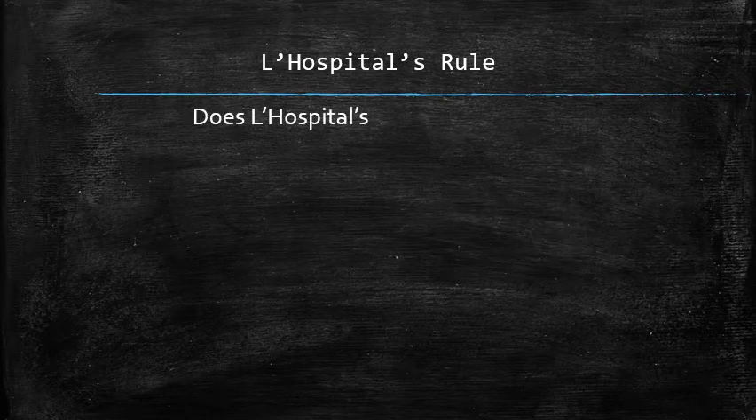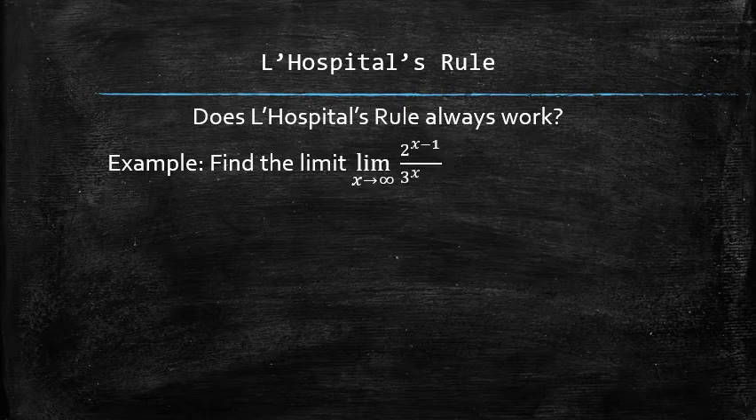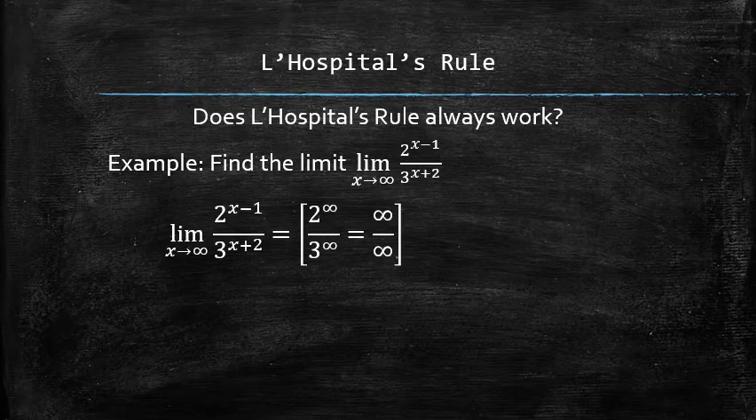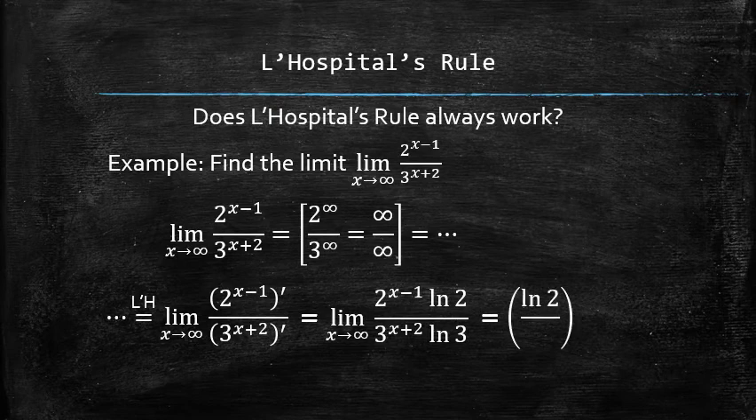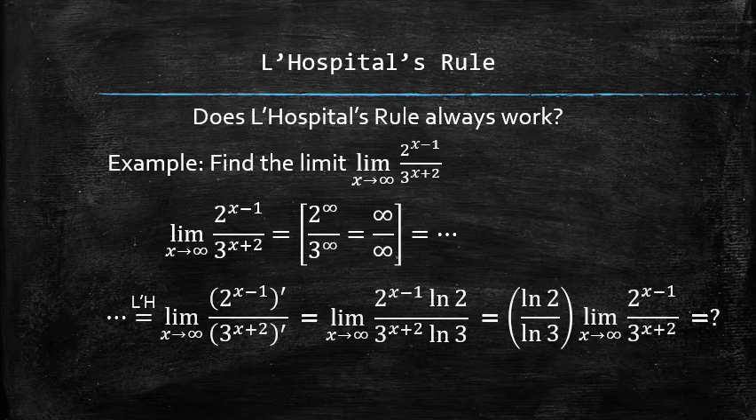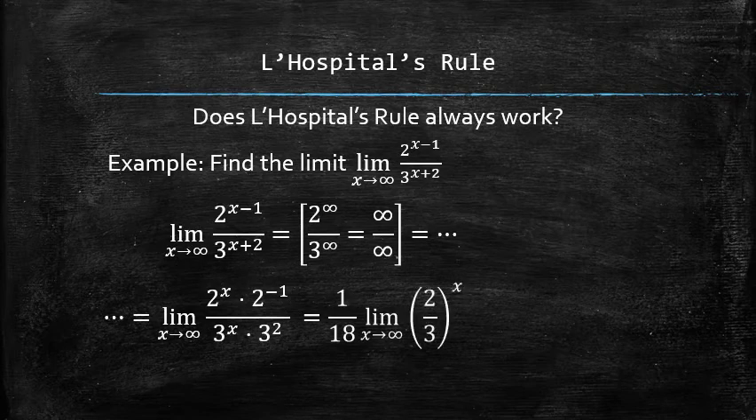Does L'Hopital's rule always work? Unfortunately, no. Consider the following example of infinity over infinity indeterminate form, in which after applying L'Hopital's rule and differentiating the numerator and denominator, we end up with essentially the same limit. Luckily, there is another technique that allows us to find the limit when L'Hopital's rule doesn't apply.